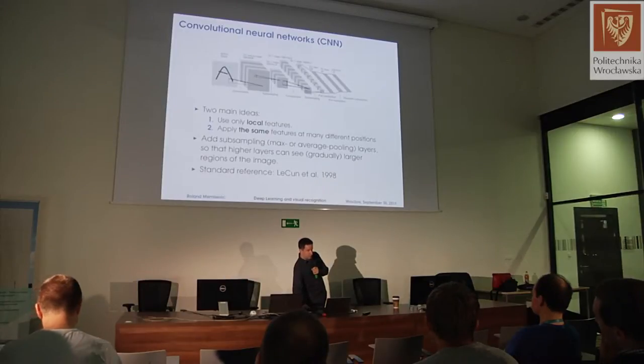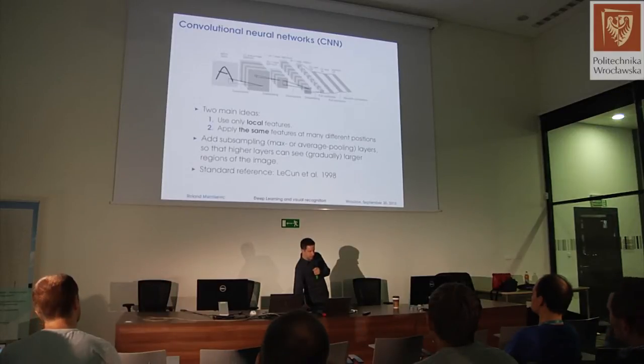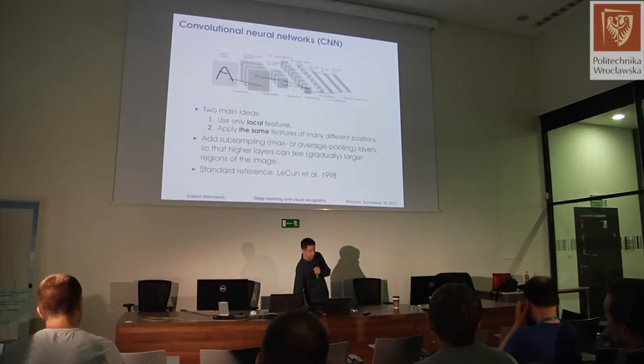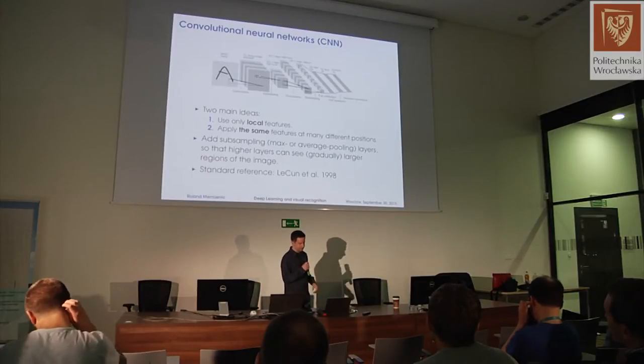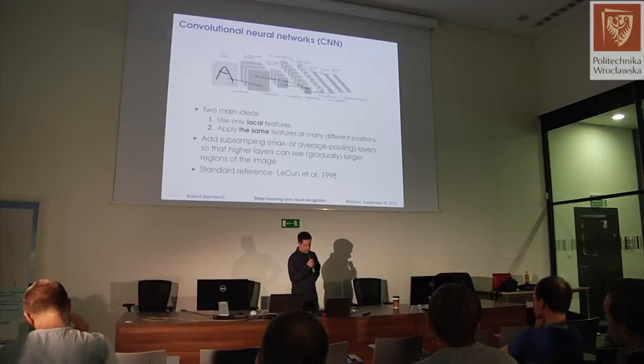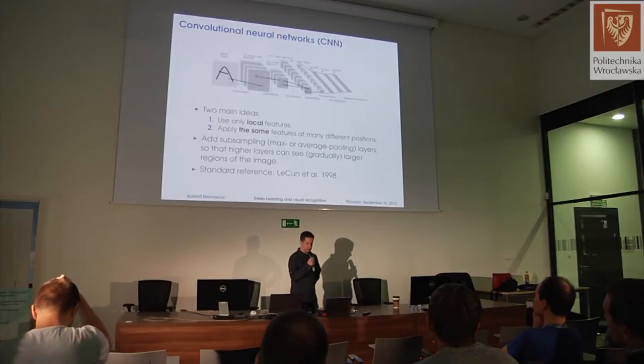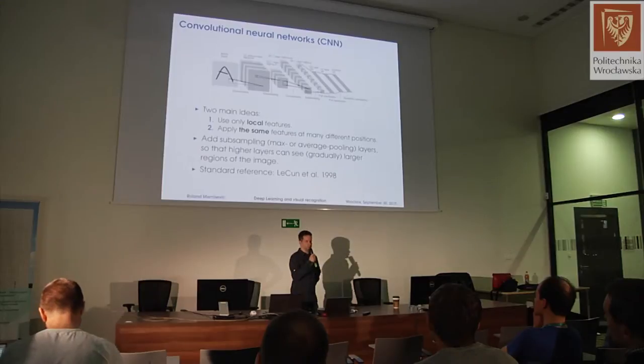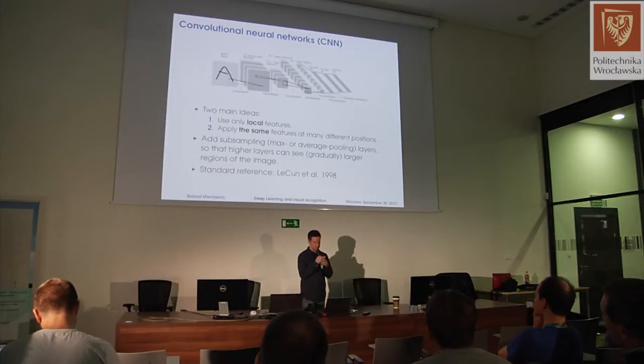So once you have the idea of using the same feature everywhere, you can arrange all your responses in a set of responses that form an image themselves, right? Because I just apply the same transformation everywhere. So I'm going to arrange my hidden units just as if they form an image. And since I have many different features I would like to apply everywhere, I can put them in planes, which is then called a feature map. So the result of the first layer is just a stack of other images, each of which is just a filtered version of the input image.